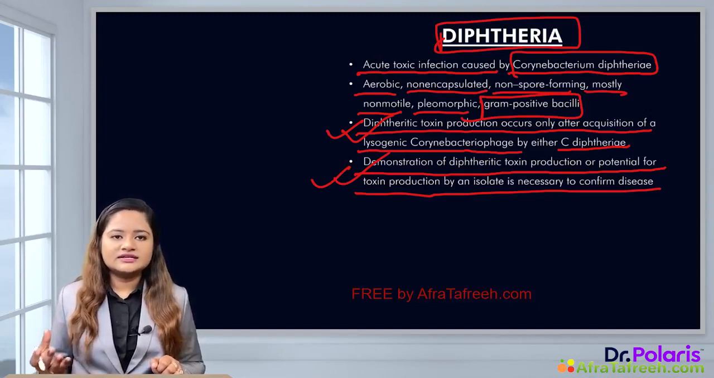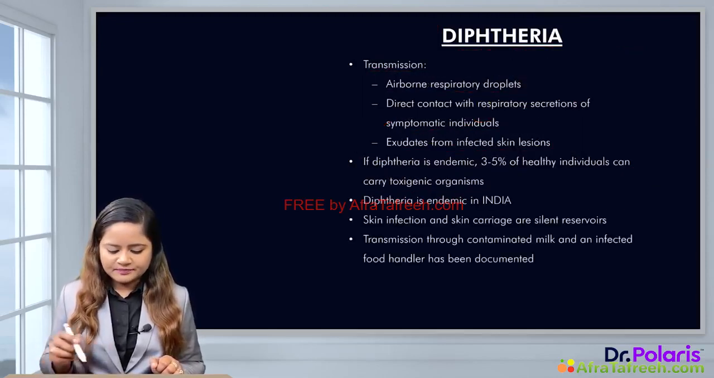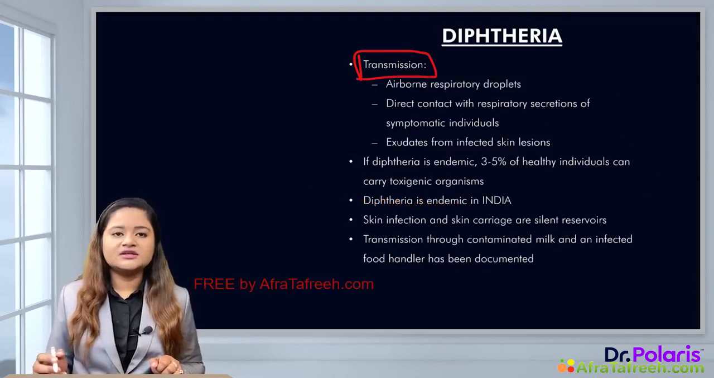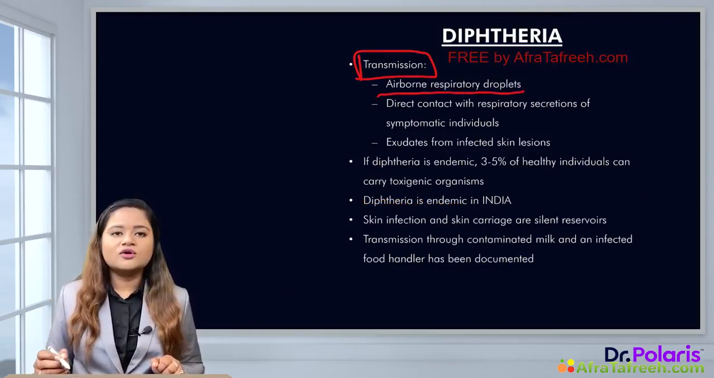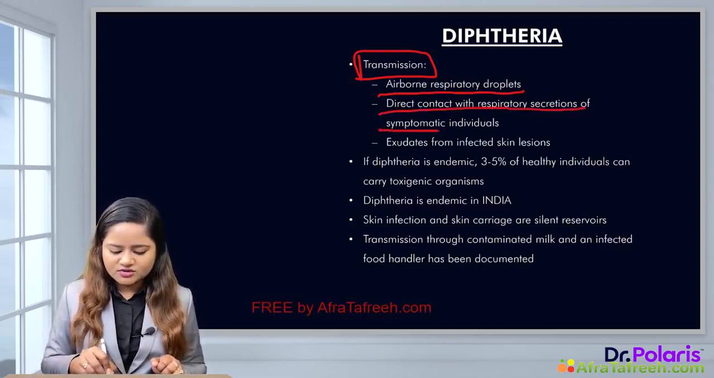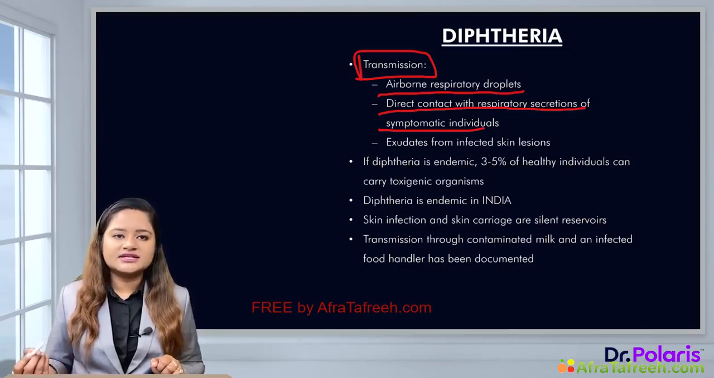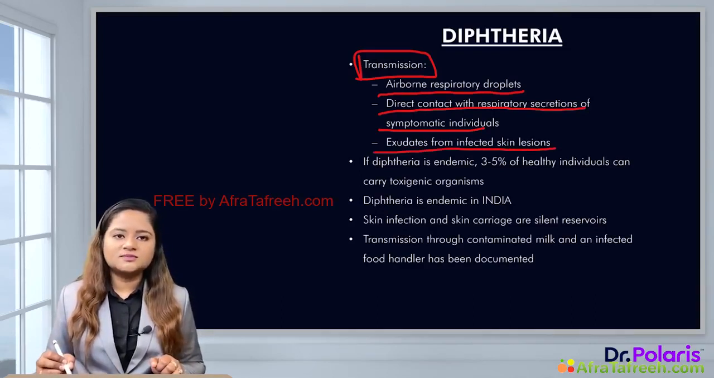So that is how Corynebacterium diphtheriae was highly infectious, because the toxin it produced could result in a devastating disease. How was diphtheria transmitted earlier? Many years back, diphtheria was basically an airborne disease. It was transmitted by airborne respiratory droplets, and it could easily spread, especially in overcrowding. Direct contact with respiratory secretions of symptomatic individuals could result in spread or even an outbreak of the disease. Exudates from infected skin lesions could also spread the disease.